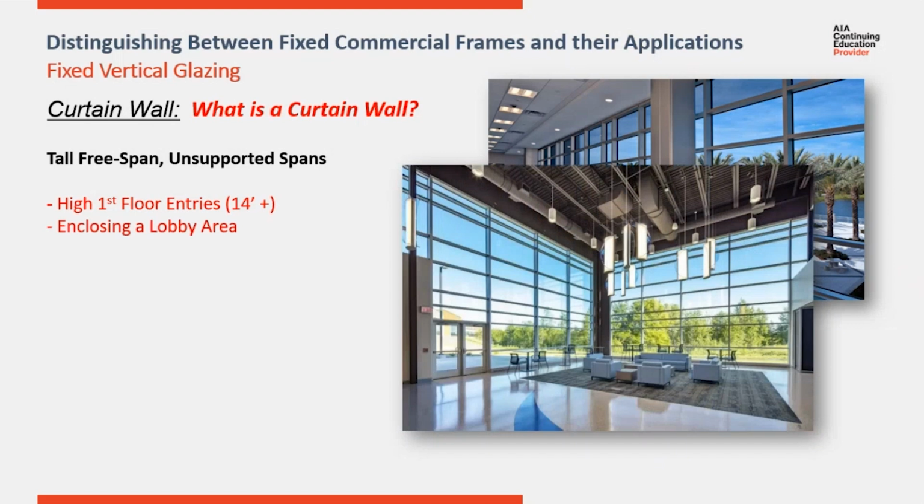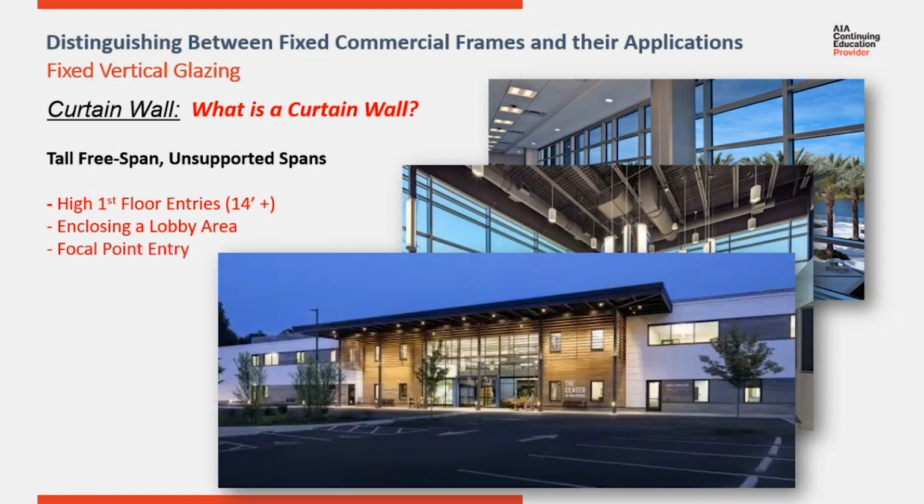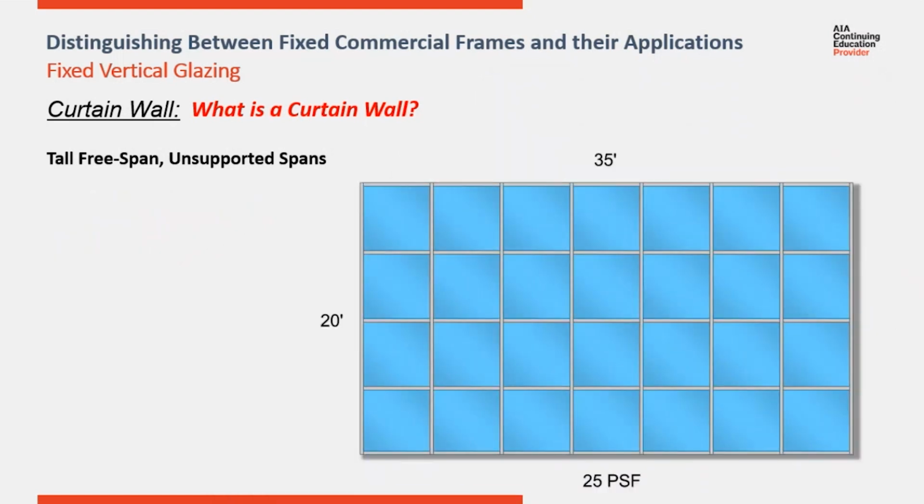Oftentimes, lobby areas of buildings might span 2 stories. Because curtain wall is available with frame sections up to 10.5 inches deep, single verticals can free span monumental elevations like this. Here, curtain wall is used as a focal point at the entry where everyone's going to pass through it, while the remainder of the glazed area reverts back to a more economical storefront system.